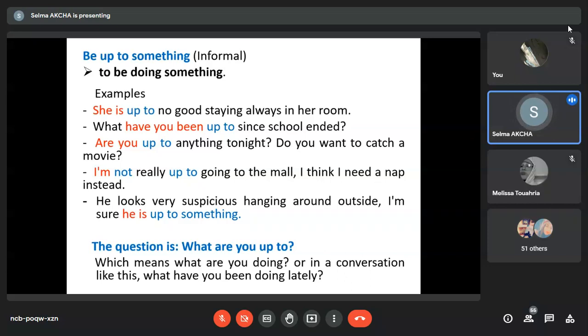Sometimes some young people stay a lot in their rooms. They waste a lot of time playing, for example, video games or watching TV shows and movies.